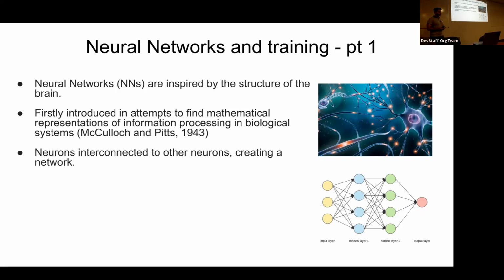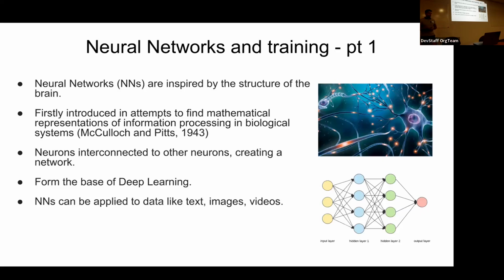They are actually neurons interconnected to other neurons, creating a network, as you can see in the image at the bottom left. So there are neurons, there are layers that go through the network. They form the base of deep learning. When we have these networks that have a lot of layers, then we have deep neural networks. They can be applied to data like text, images, sound, videos. And the idea is that the input goes through the layers and it produces an output.